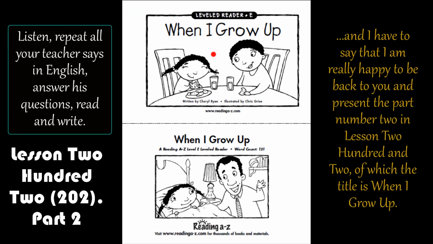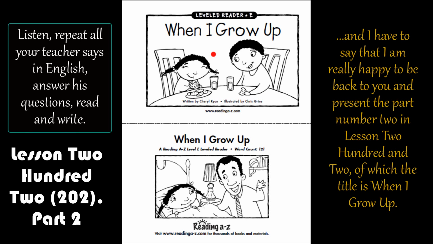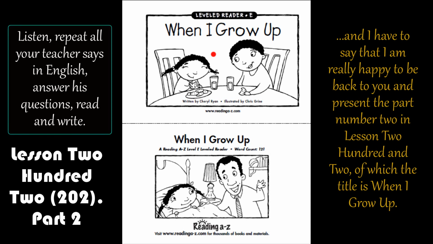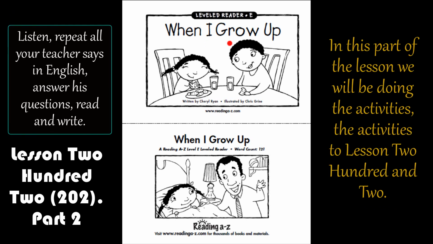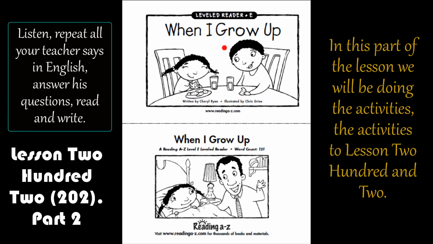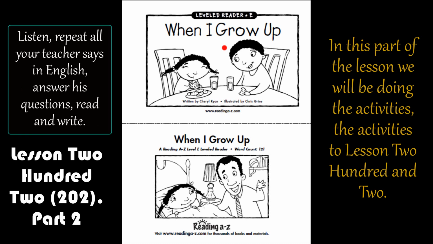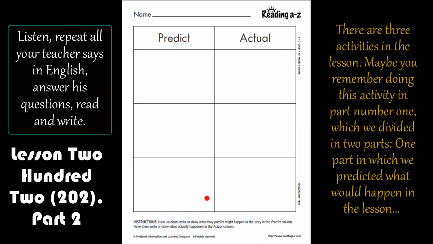And I have to say that I am really happy to be back to you and present part number two in lesson 202, of which the title is When I Grow Up. In this part of the lesson, we will be doing the activities to lesson 202. There are 3 activities in the lesson.